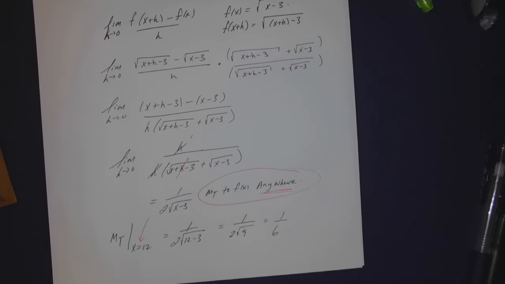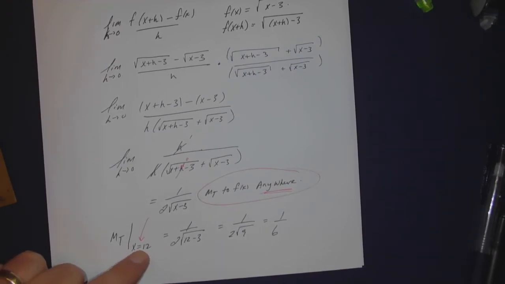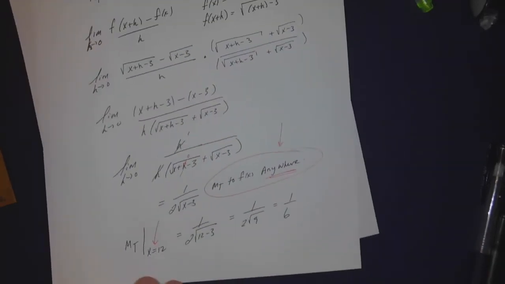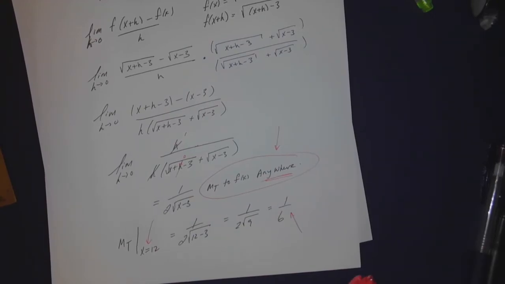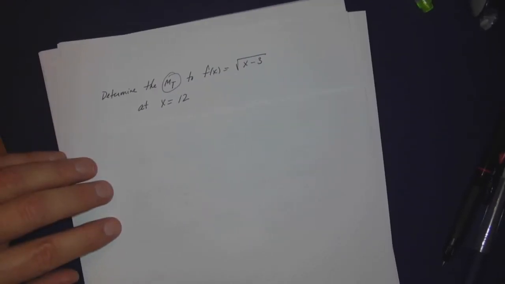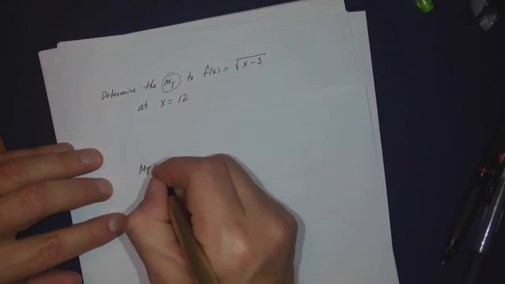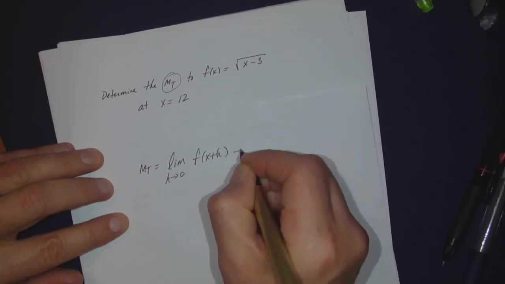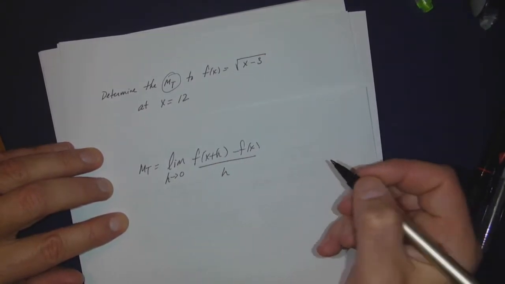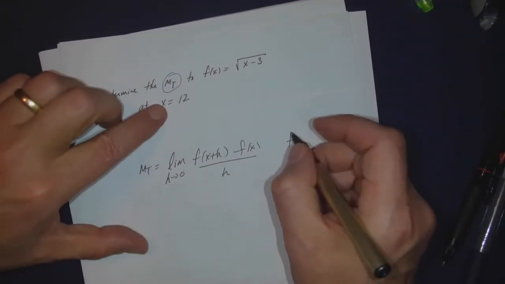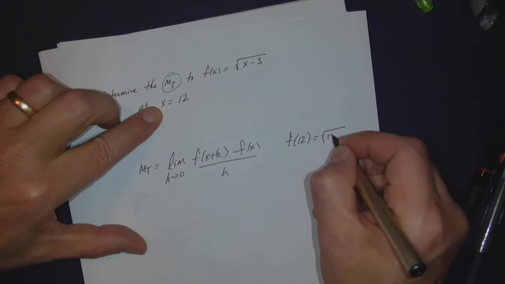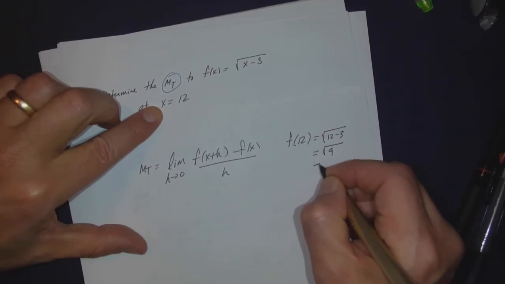This question could have been done using the x equals 12 at the very beginning. What we would lose is the derivative anywhere, though, and we would only get our specific derivative. I'm going to show you how that would work. So, if I'm going to do the slope of the tangent, it's going to be the limit as h approaches 0 of f of x plus h minus f of x over h. We know that. Now, f of x in this case, remember, we knew that x equals 12. So, it's f of 12. So, it's going to be 12 minus 3, which is root 9, which is 3.